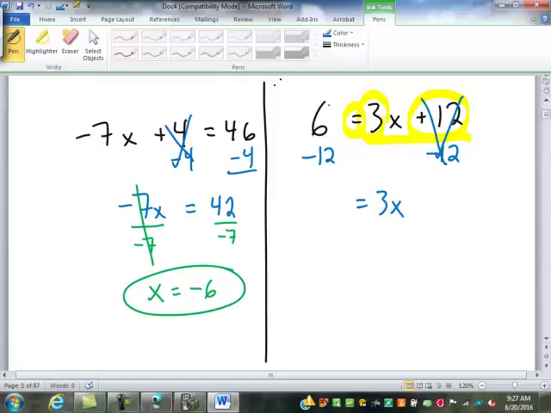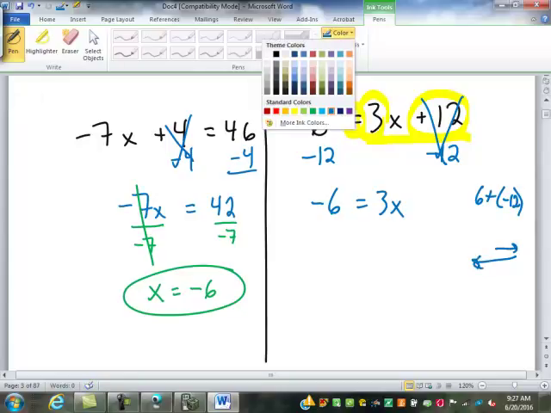6 minus 12 is negative 6. Very good. Think of that as 6 plus a negative 12. So you get positive 6 and a negative 12. Puts us on the negative side of things. Next, what do we do?